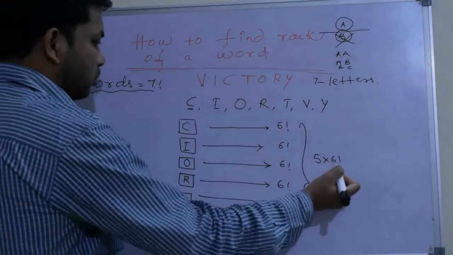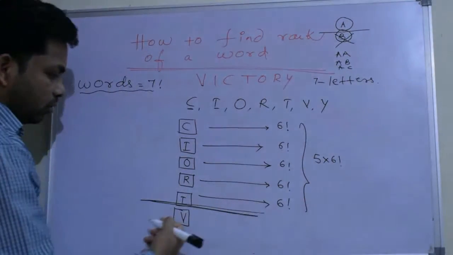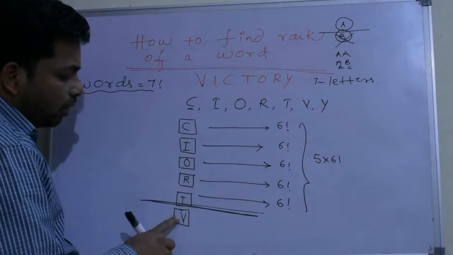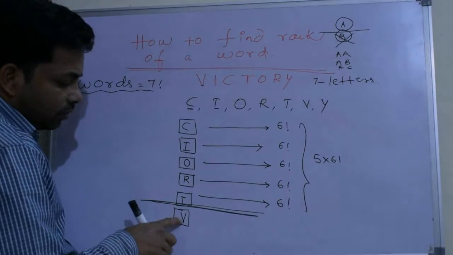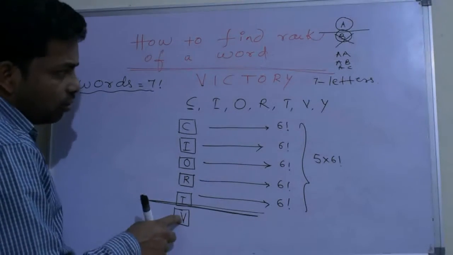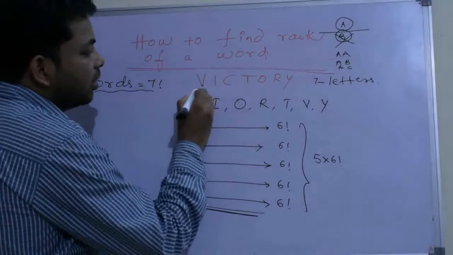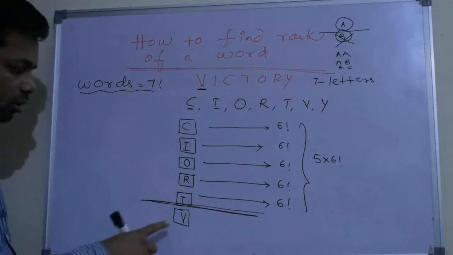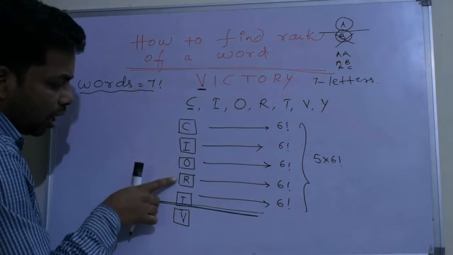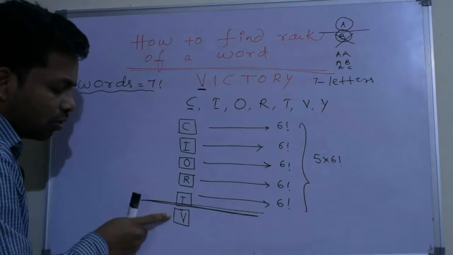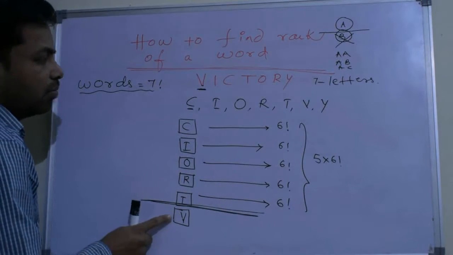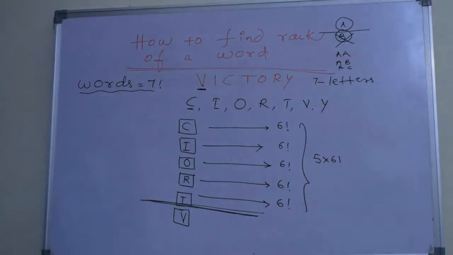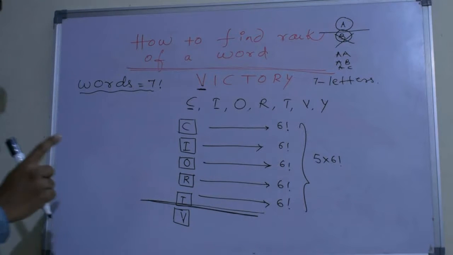I'll calculate this at the end, after completing the total. Now, whenever it starts with V, what do we have to do? Your first letter coincides with the first letter of the given word in the question. Observe that. C, I, O, R, T are counted. Next we want to count the words with V, but your first letter coincides with the first letter of the word. Then what do you have to do?